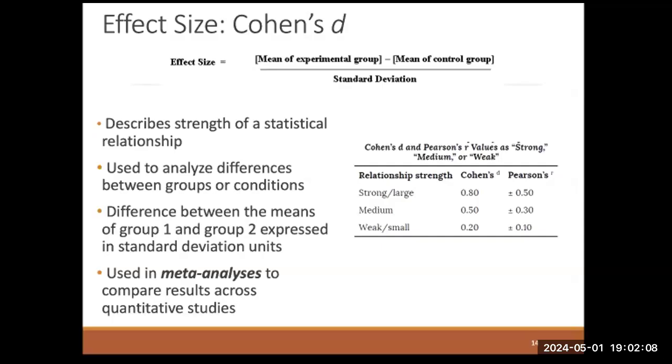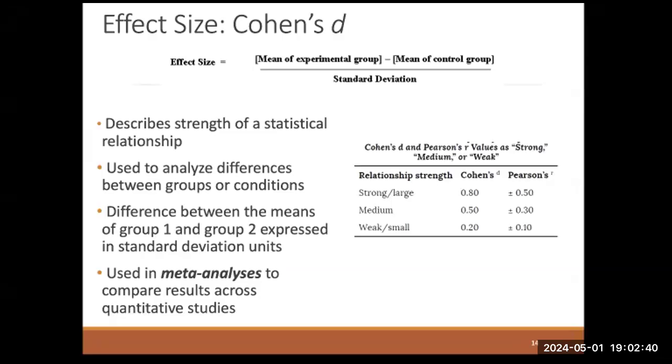So Cohen's d lets us know how strong this difference is in terms of standard deviation units. This is really great when you're comparing results from different assessments, right? Because it's put in standard deviation units, the units don't matter. So a lot of times, if you're looking at a meta-analysis, the effects of certain independent variables are going to be expressed in terms of Cohen's d.